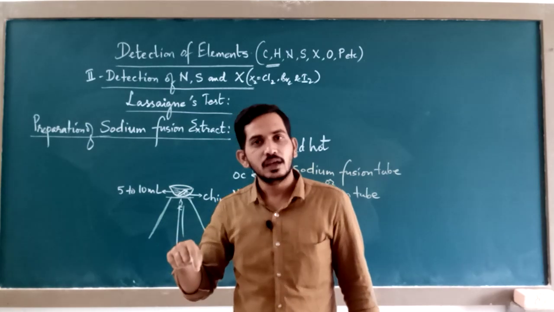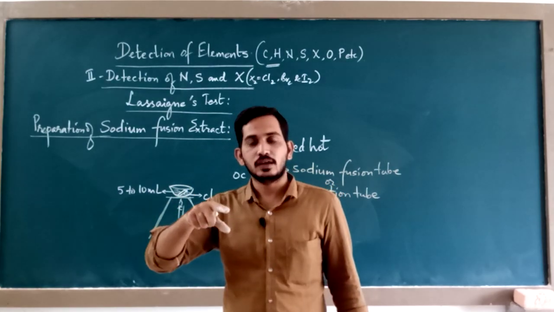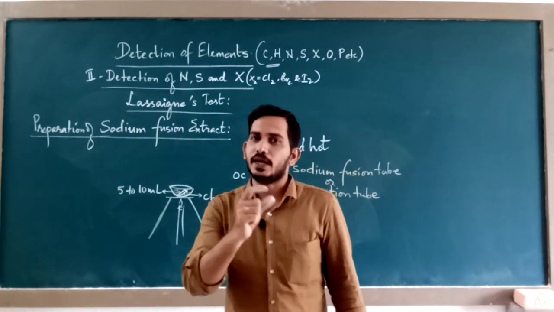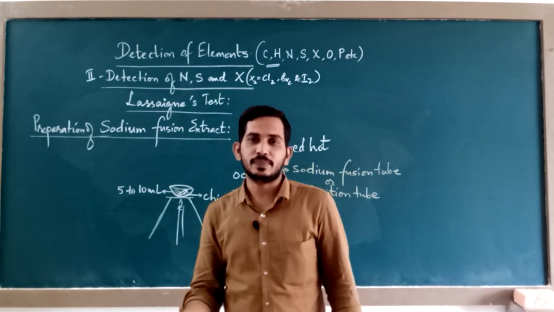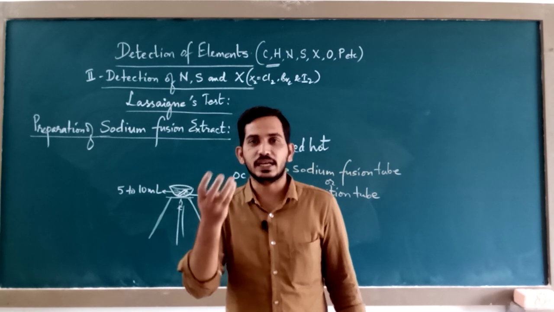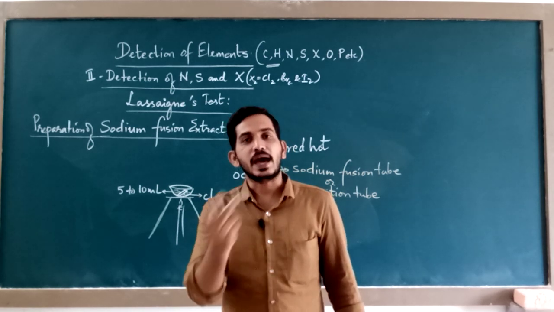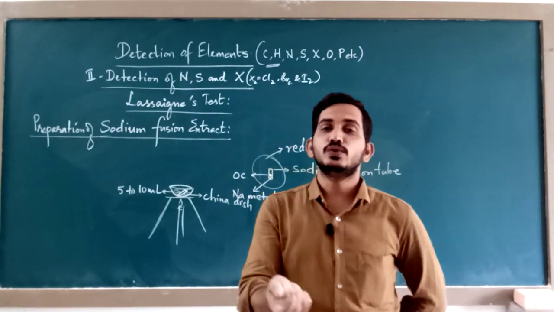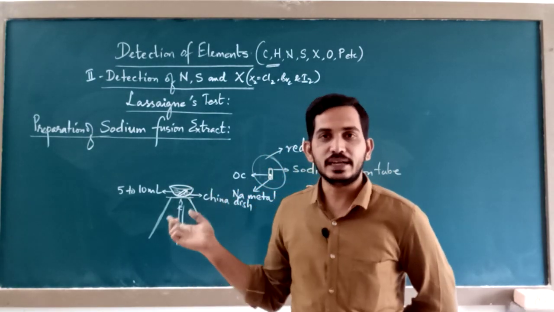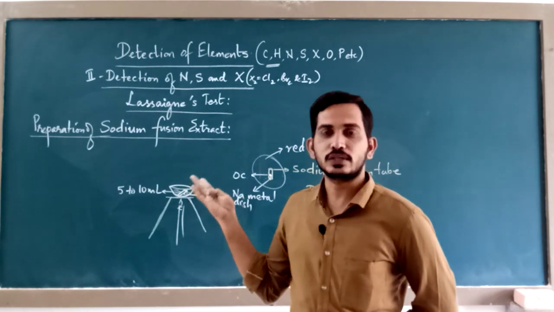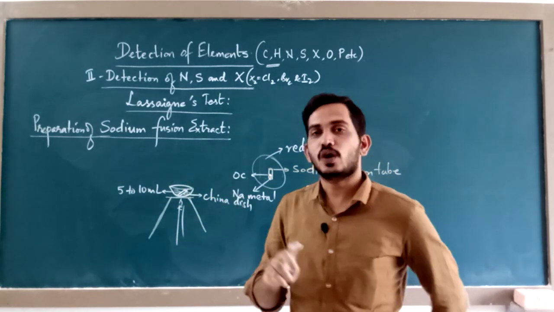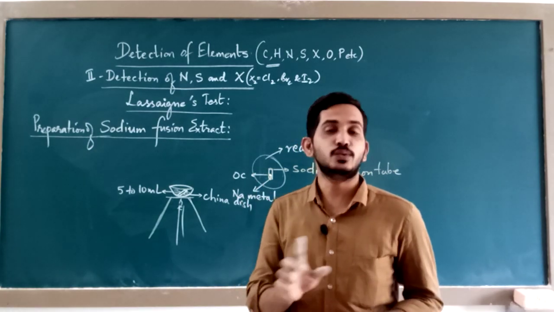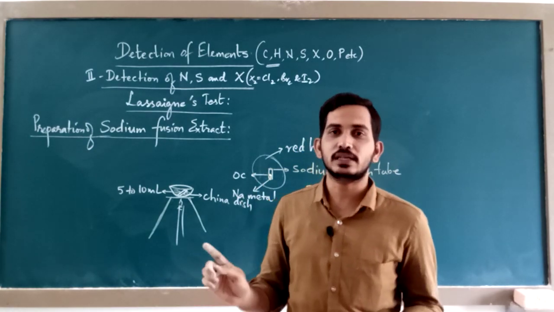It is an extract prepared by using sodium metal and the organic compound. What does it contain? It will contain either nitrogen or sulfur or halogens, or any two of them, or all three of them. If your organic compound contains nitrogen, sulfur and halogens, then you need to prepare sodium fusion extract, using which you will identify the three elements. So what have we done till now? We have prepared only sodium fusion extract. You did not detect any of the elements until now.